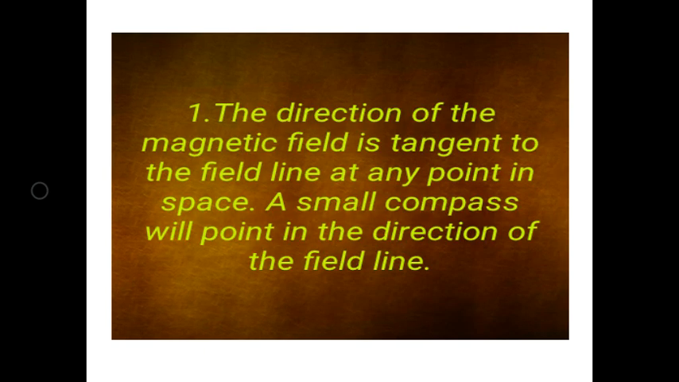The first property is that the direction of the magnetic field is tangent to the field line at any point in space. A small compass will point in the direction of the field line. That is, at any point, if you want to find the direction of the magnetic field, draw a tangent at that point. Then the tangent drawn to the magnetic field line will give you the direction of the magnetic field.